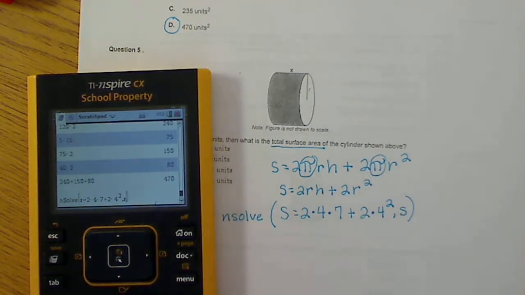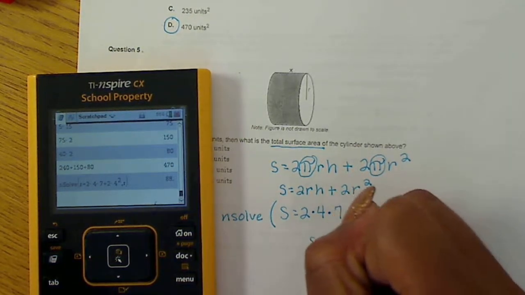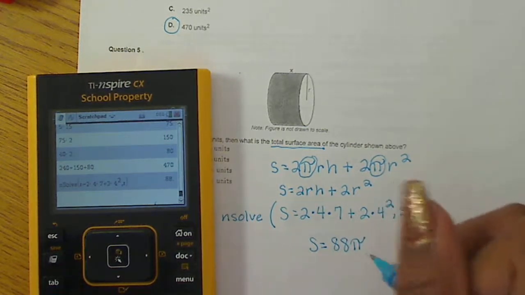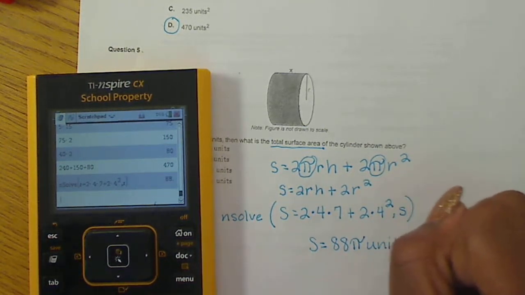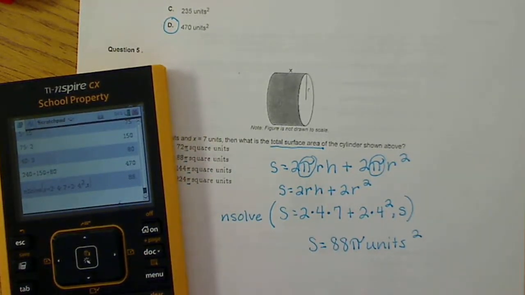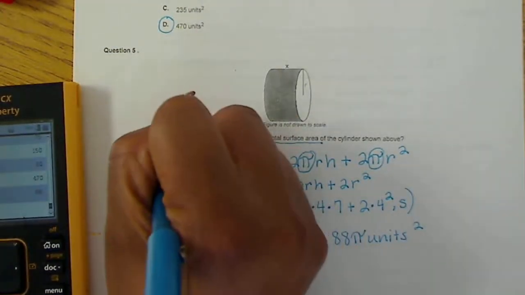What's my answer? Well, y'all press enter first. Thank you. It's 88. So the surface area is 88 times pi units squared. What's our answer choice? B. B.